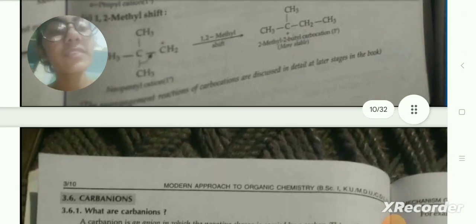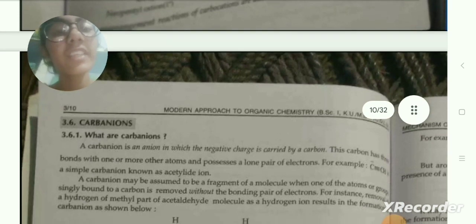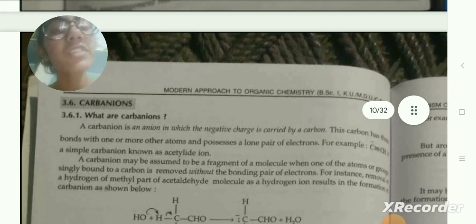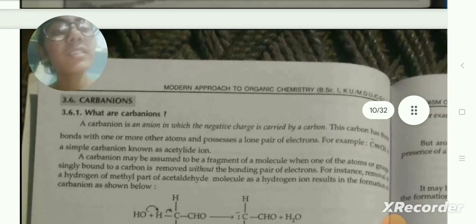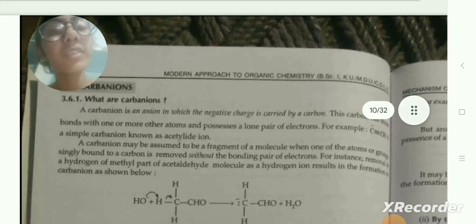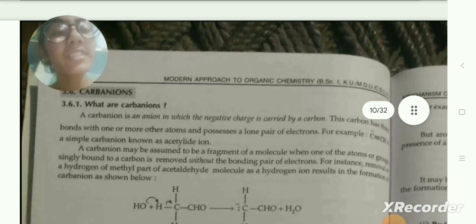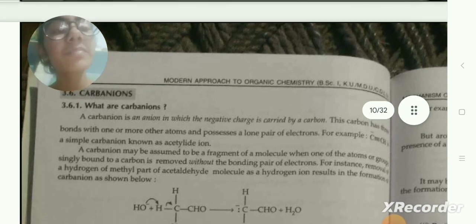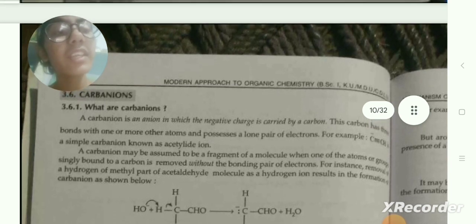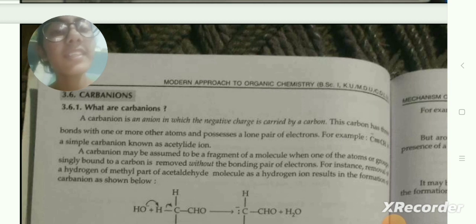The rearrangement of carbocations is discussed in the earlier lecture. Carbanion. A carbanion is an anion in which the negative charge is carried by a carbon. The carbon has three bonds and one lone pair of electrons. For example, the HC≡C negative ion, with a triple bond, is a simple carbanion known as the acetylide ion.